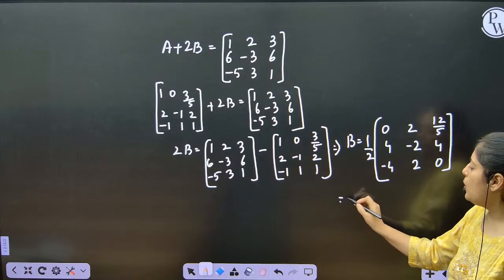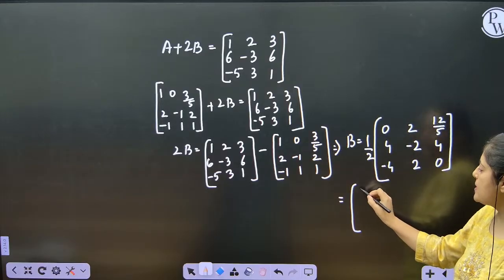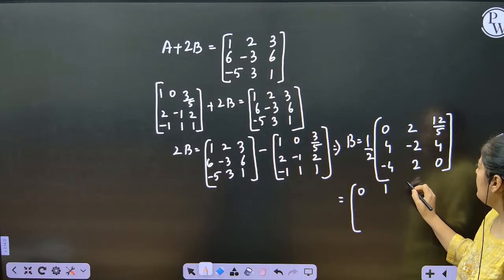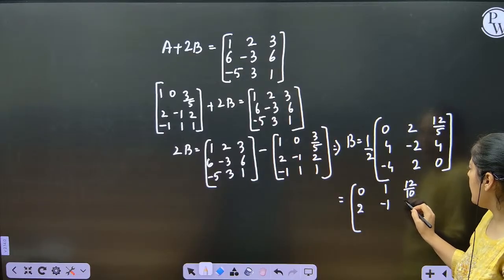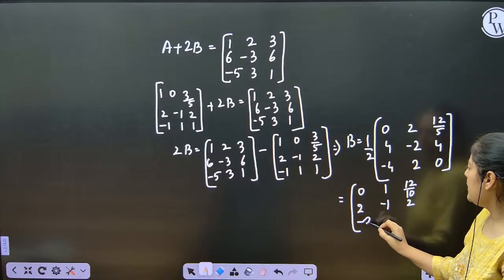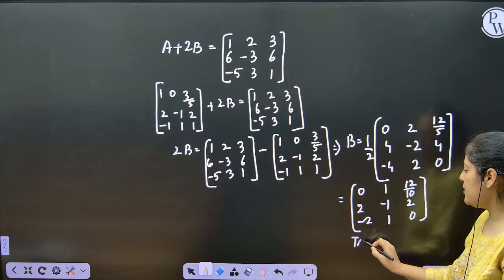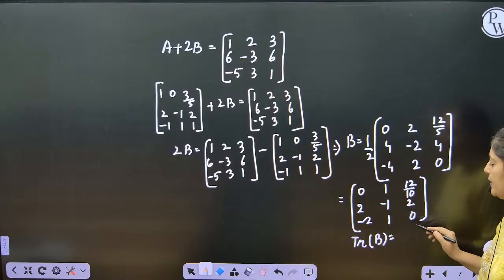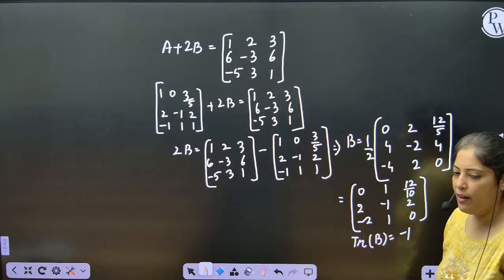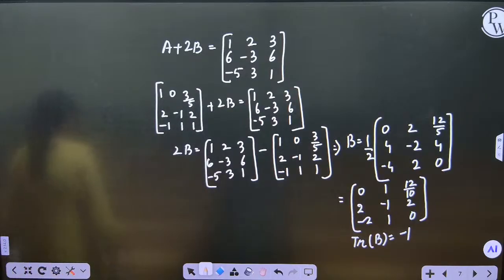Alright. Now B matrix. Divide this 2 with all the elements. So 0, 1, 12 by 10, 2 minus 1, 2, minus 2, 1, 0 as it is. Now we have to find the trace of B here. Trace of B is nothing but diagonally all the elements we have to add. So the diagonal element is only minus 1 here.